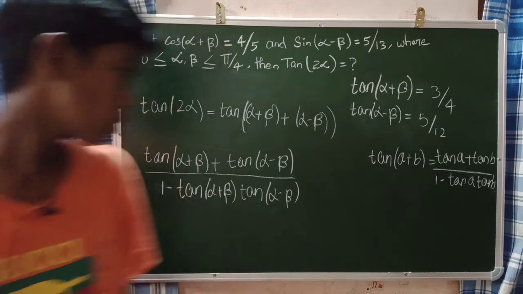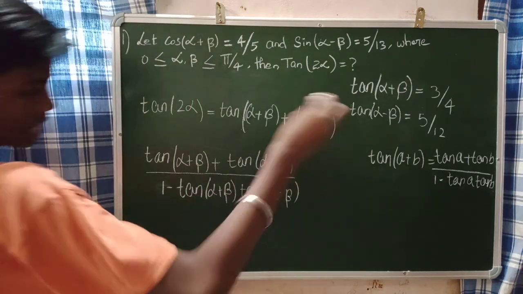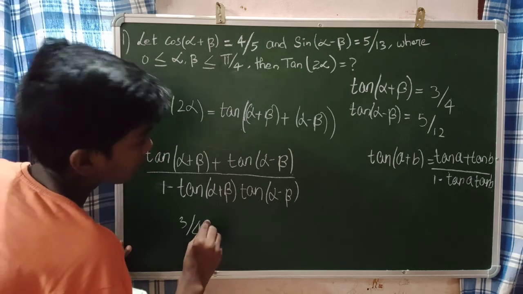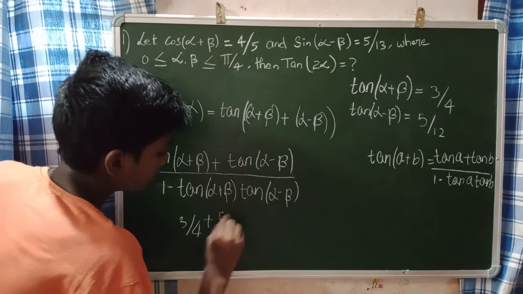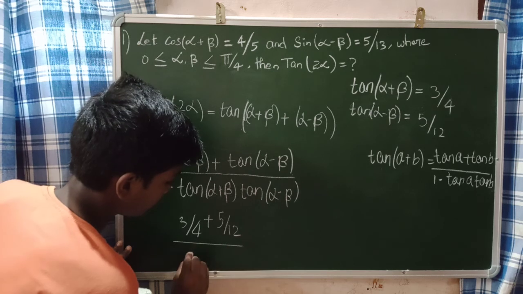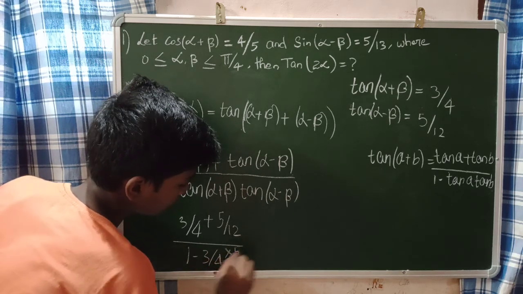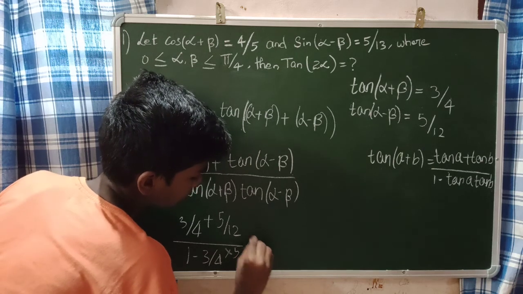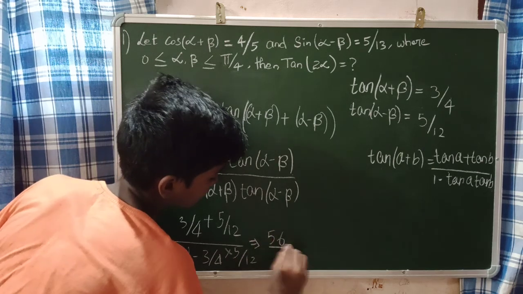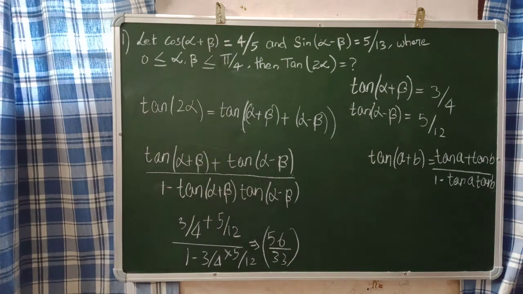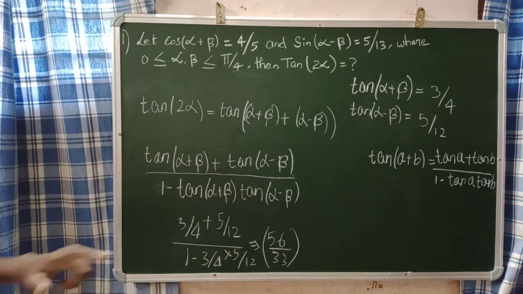So what is the value of tan of alpha plus beta? That is 3 by 4. What is the value of tan of alpha minus beta? That is 5 by 12. So it is 3 by 4 plus 5 by 12, divided by 1 minus 3 by 4 into 5 by 12, and when you solve this you will get the answer as 56 by 33, and that's the answer for this question. It's a beautiful question.